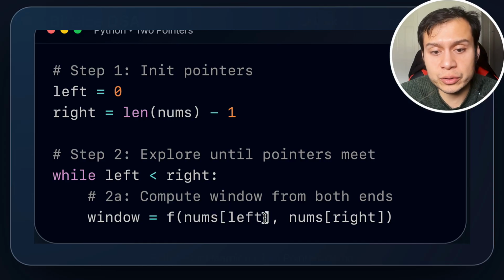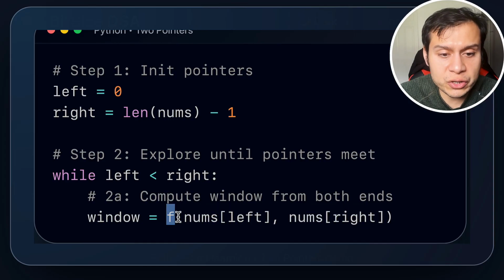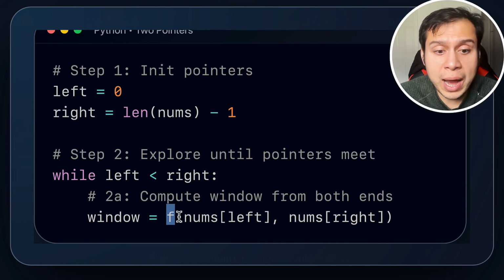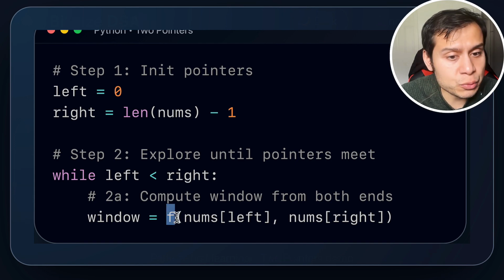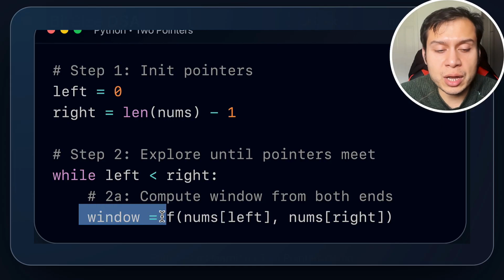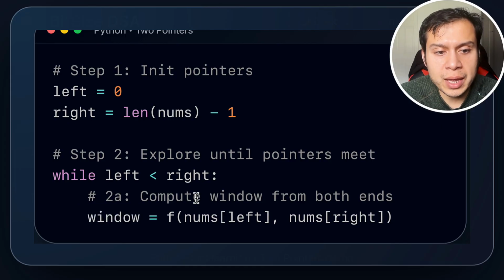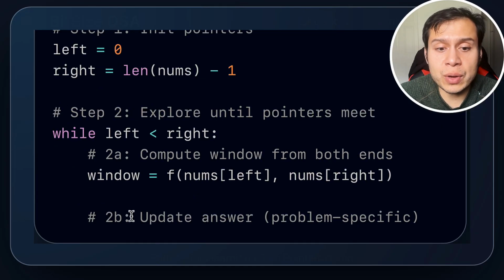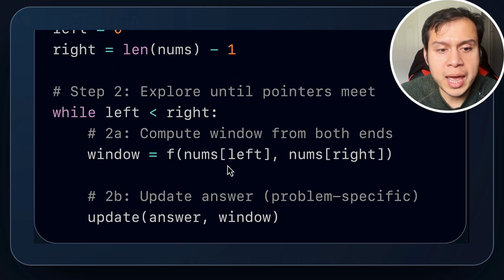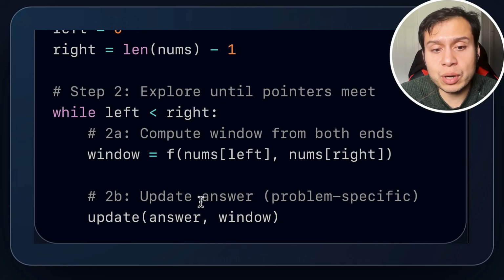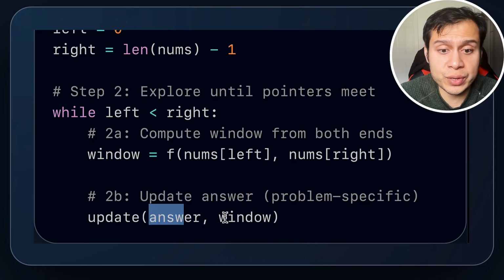So the left value and then the right value, and we will do some sort of function. So this function could be summing or adding, multiplying, finding some sort of area, and we will find that number or our answer. And then after that, we're going to update the answer because we're looping this left and then right. At some point, we will find a specific answer that satisfies our condition. And then during that process, we're going to update that answer by comparing our answer to that window.